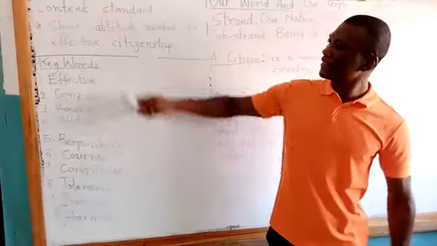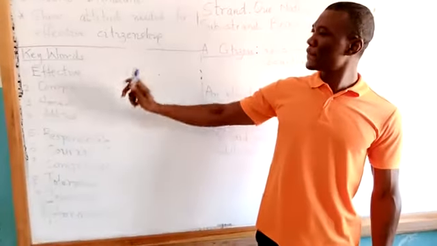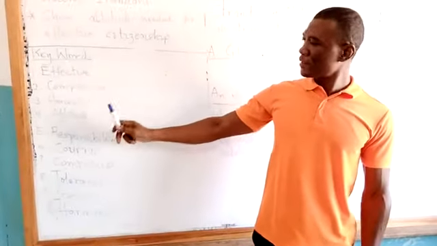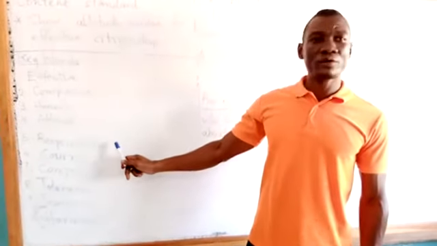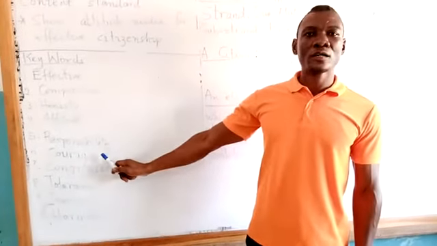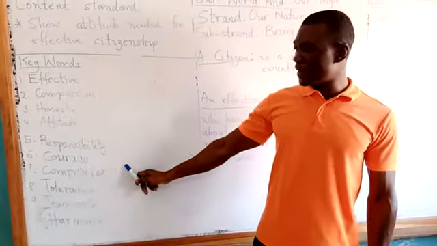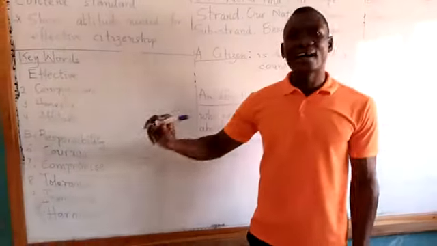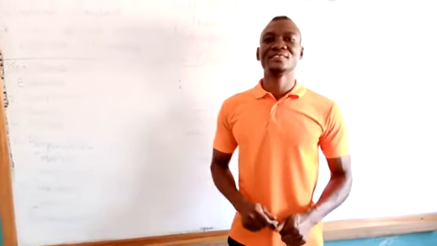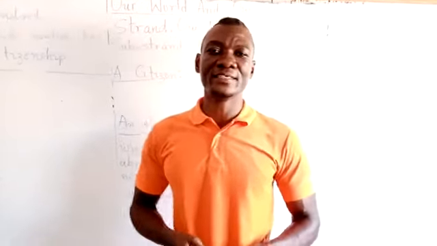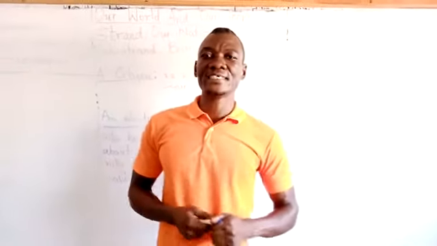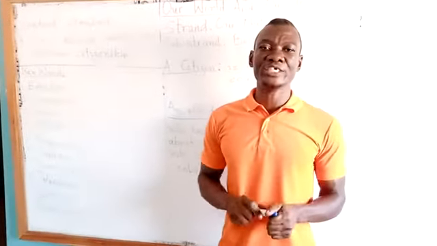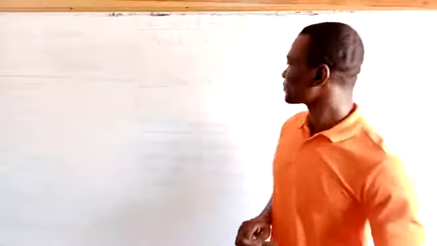Can we go again? Effective, compassion, honesty, attitude, responsibility, courage, compromise, tolerance, teamwork, and harmony. I hope you're able to mention them correctly. That's good. So as I said, I would like you to look through their meanings using a dictionary. Good.